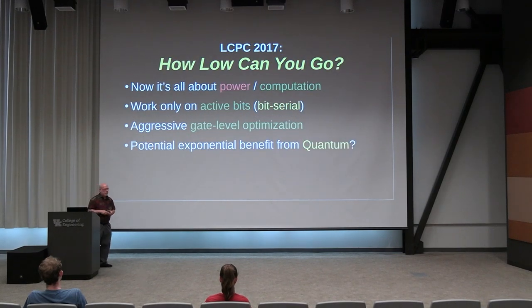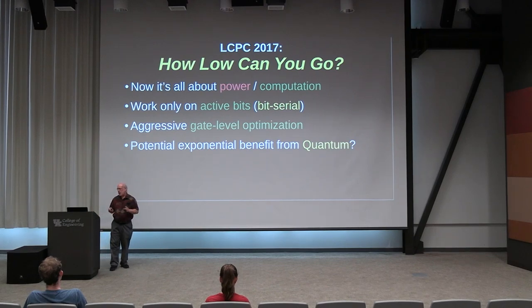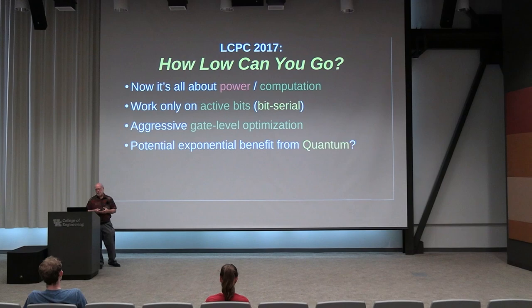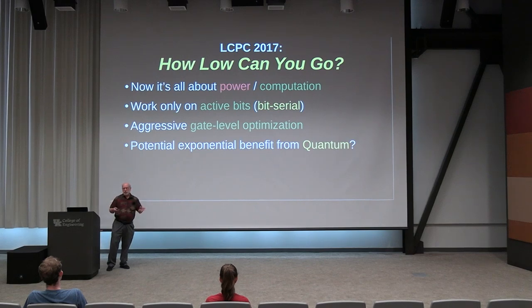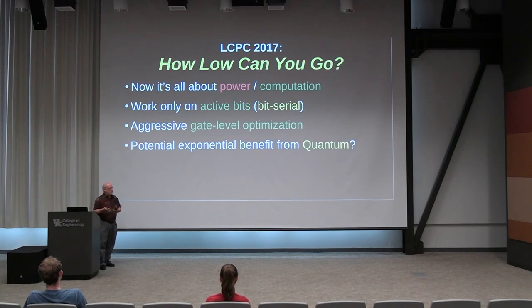So back in 2017, I presented a kind of weird white paper at the Languages and Compilers for Parallel Computing Conference. And basically, the main points of that paper were that now it's not really about how much parallelism can you find, how much speed up can you get. It's really about how much power are you using per unit of computation. Is there some way that we can reduce that? And at that time, I suggested 3 main things for reducing that.